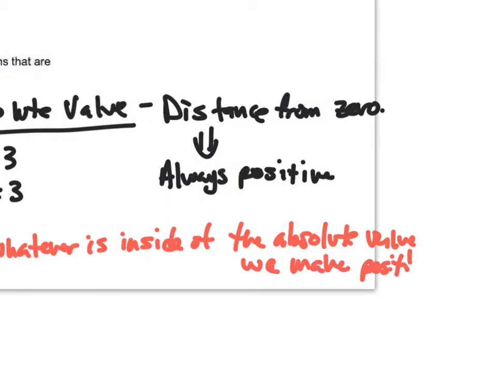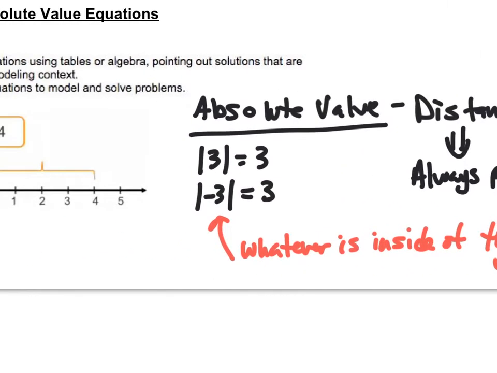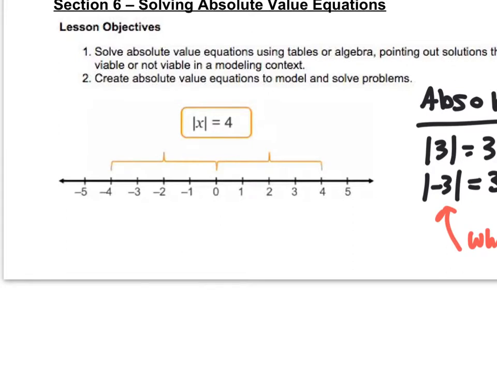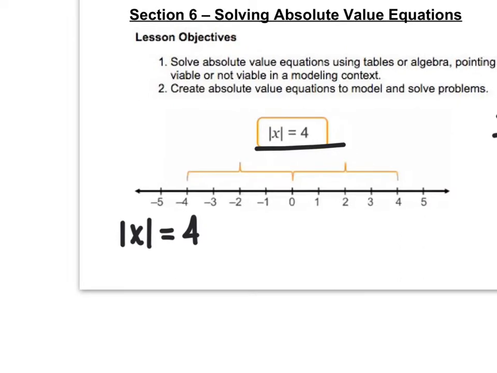Now, it's a little different when we're thinking about solving absolute value equations, because what we have here is an absolute value equation: the absolute value of x is equal to 4. I'm going to write that down here. Now, what you need to see here is that I want to solve this for x.